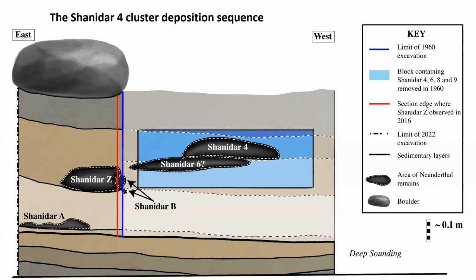Shanidar 6, possibly those remains that Stewart documents as being underneath Shanidar 4, but we don't know where. Sometimes he says that they're over more on this east side, sometimes more on the south. Very hard to be sure. And then on top of those, we have Shanidar 4.